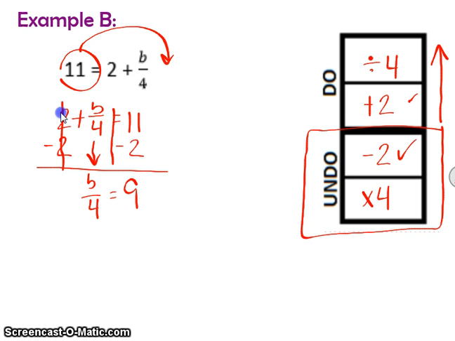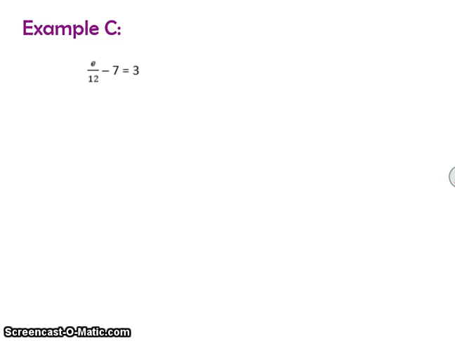So I did the first undo step, but now I have to do the next one. Next is to multiply by 4. So I multiply by 4 on both sides. These cancel. I'm left with b is equal to 9 times 4, which is 36. So that's just another way that you can solve these two-step problems. So if you like the boxes better, then you can use the boxes. Example C is without the boxes, without the flowchart, and I'm just going to show you how to solve this.